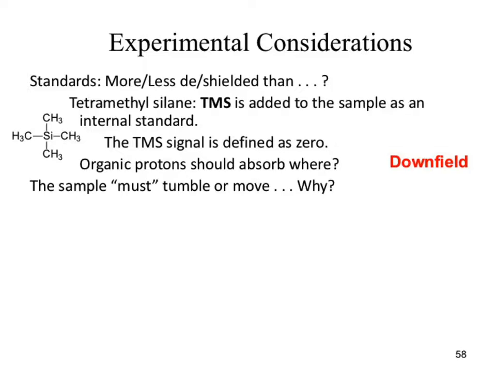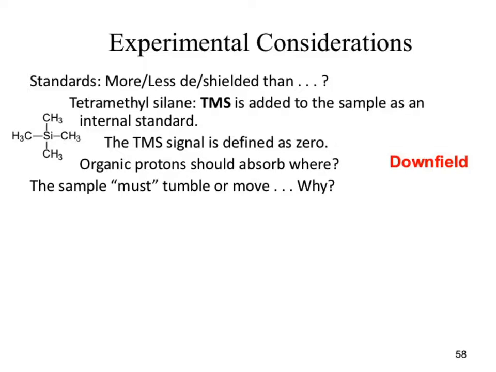The sample has to tumble and move. Why does the sample have to tumble and move? Does anybody? No, nobody has one. If you build a chair, right, and we looked at the hydrogens on a single carbon, we had one that was axial and one that was equatorial, right? Were they the same? No, they had different energies. Which means if we ran them in an NMR, what would happen?